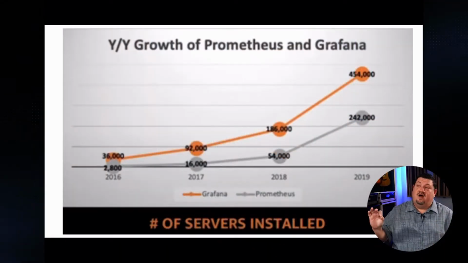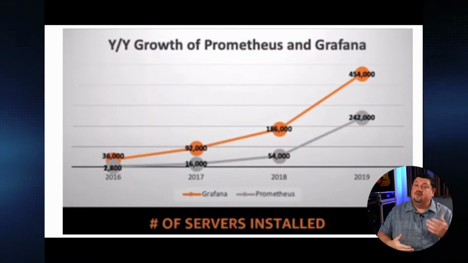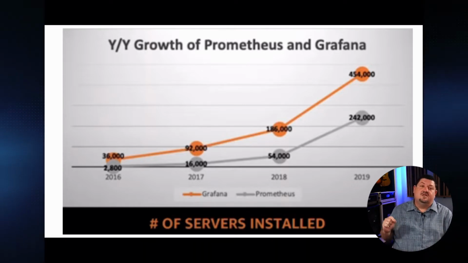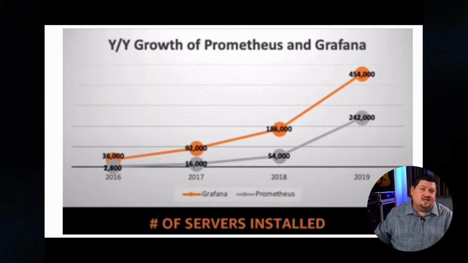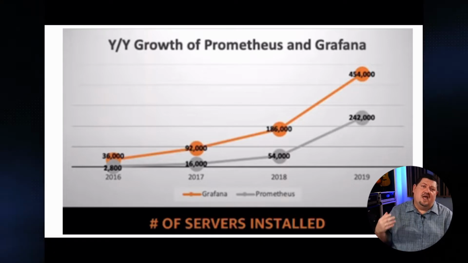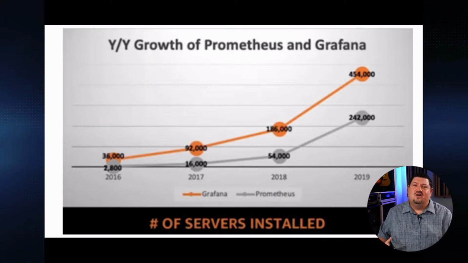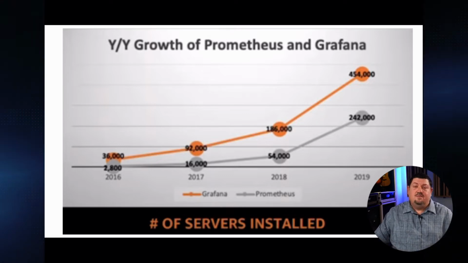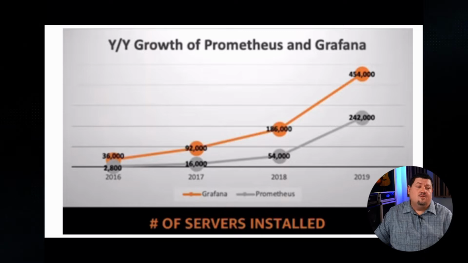This has both Grafana and Prometheus, because Grafana is really the main go-to visualization tool for Prometheus. Look at this, 2016 to 2019. This is an old graph, 200 to 800% increase, and it's only continued to be this way as Kubernetes has continued to be popular in the IT community.